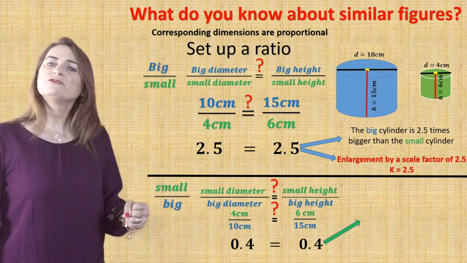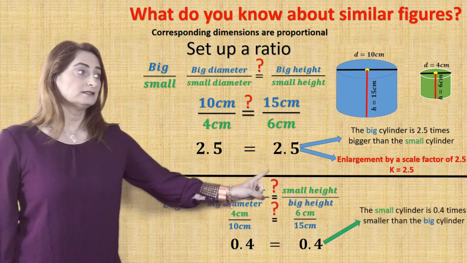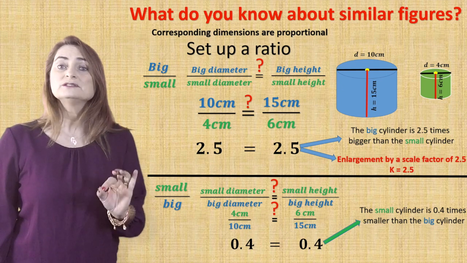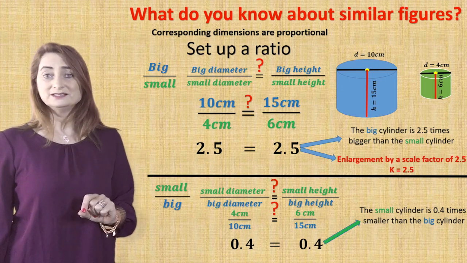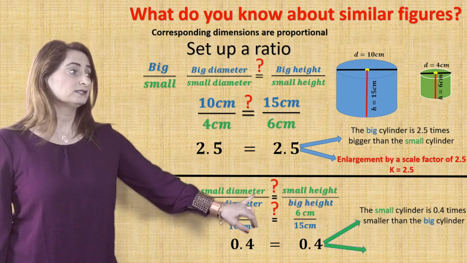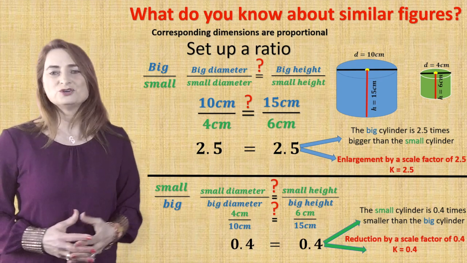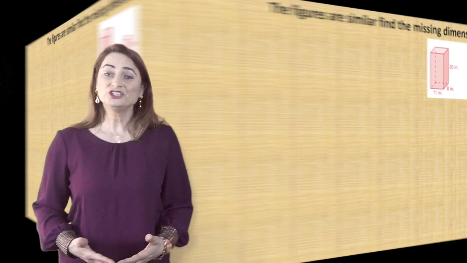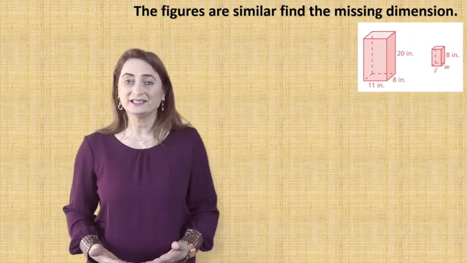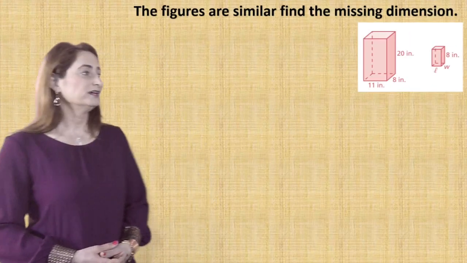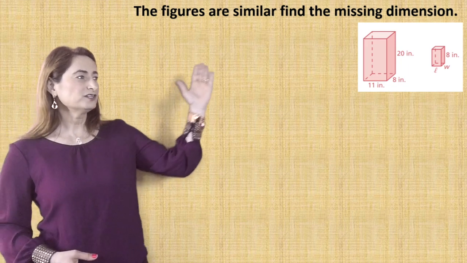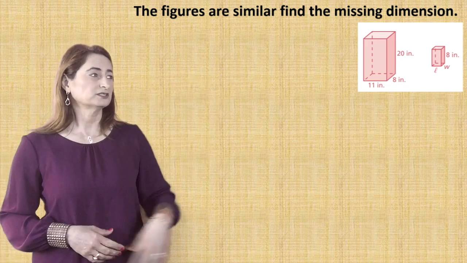What does that 0.4 mean? It means that the small cylinder is 0.4 times the size of the big cylinder. Also, it means it's a reduction by a scale factor of 0.4. We also learned how to find the missing side length of similar figures. Here's an example. The figures are similar, find the missing dimension.